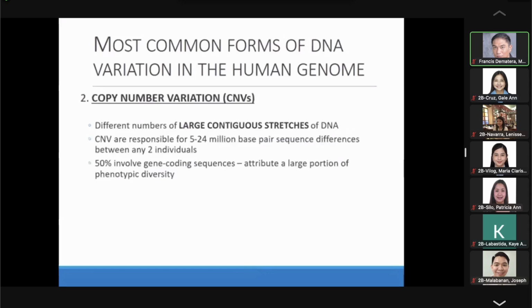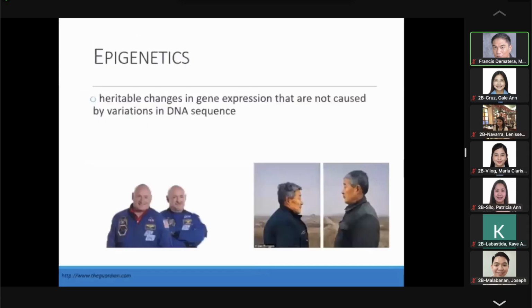The other form of DNA variation is CNVs, or copy number variations, which consist of different numbers of large contiguous stretches of DNA. They are responsible for 5 to 24 million base pair sequence differences between any two individuals, and 50% involve gene-encoding sequences and account for a large portion of phenotypic diversity.